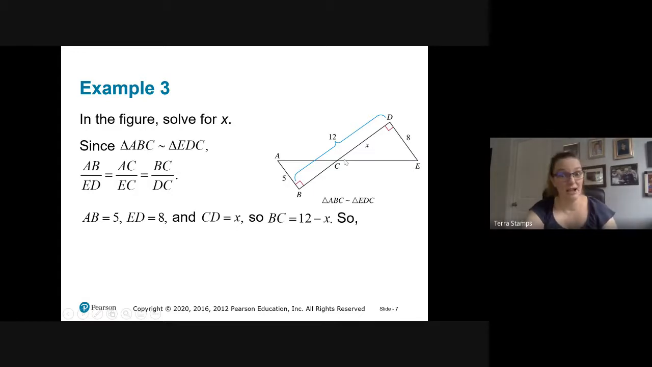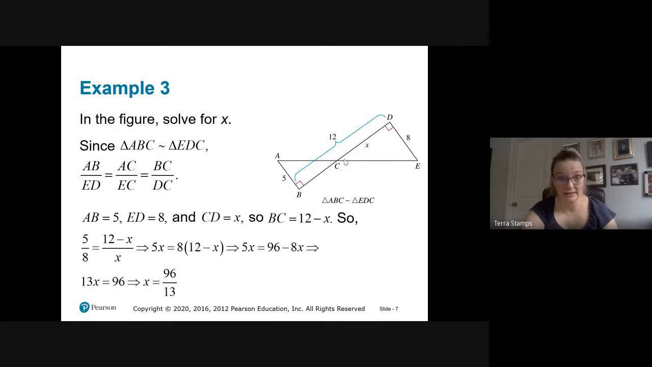Okay, so now setting up this proportion, we get 5 over 8. Now they set it up differently than I would have. I would have set it up as 5 over 12 minus x equals 8 over x, and it would have worked out the same. But that works too. So the ratio of 5 to 8 is the same as the ratio of 12 minus x to x.